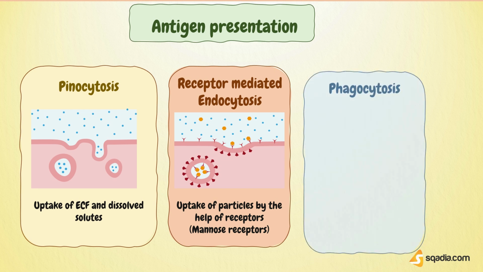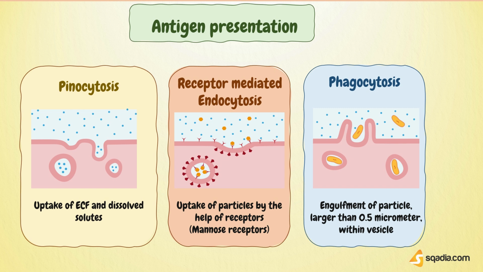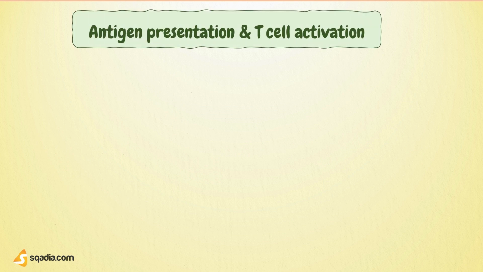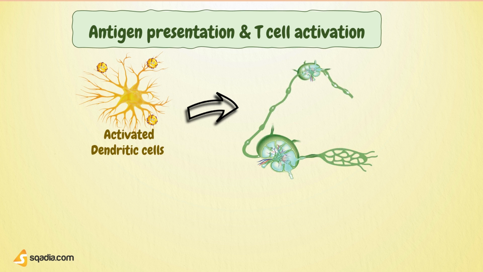Another process involved here is phagocytosis. That is the internalization or engulfment of particles larger than 0.5 micrometers in size within a vesicle called a phagosome. So, by any of these mechanisms, antigen uptake is done by dendritic cells. Now, once antigen uptake is done and they are activated, DCs are stimulated to leave the tissue site and enter the draining lymphatic vessels, in which they will be carried to the local lymph node.